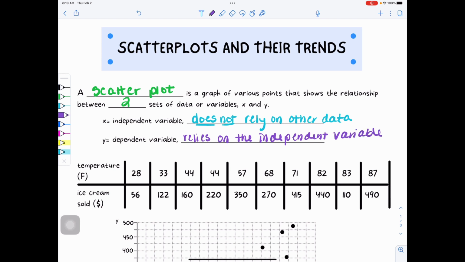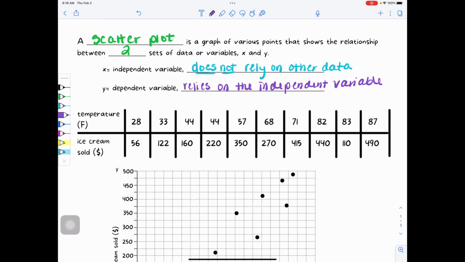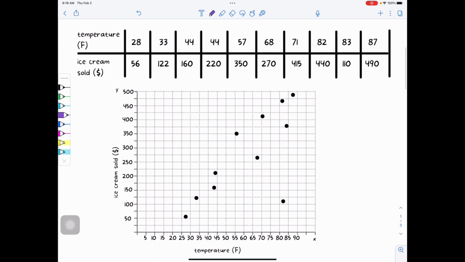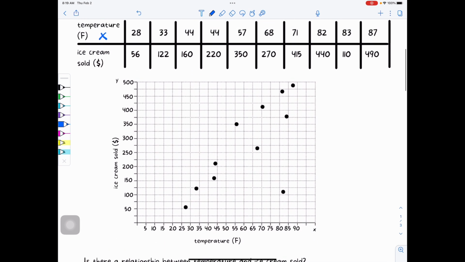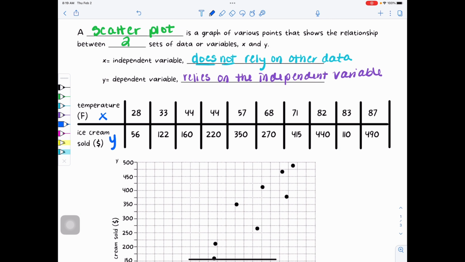So below you're going to see a table of values for temperature in Fahrenheit and ice cream sold. And if we scroll down some more, you're going to see the full scatter plot that was created from this data. You can now see that temperature is on the x-axis, so I'm going to put x here, which means that's the independent variable. It does not rely on the other data. And on the y-axis, you have ice cream sold, so that's your y variable, the dependent variable. It relies on the independent variable, right? So the ice cream sold depends on what the temperature is outside.